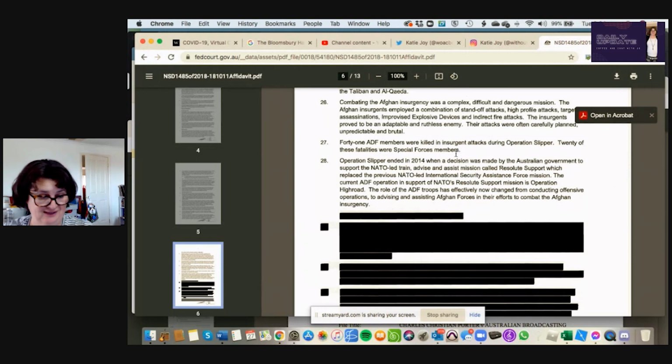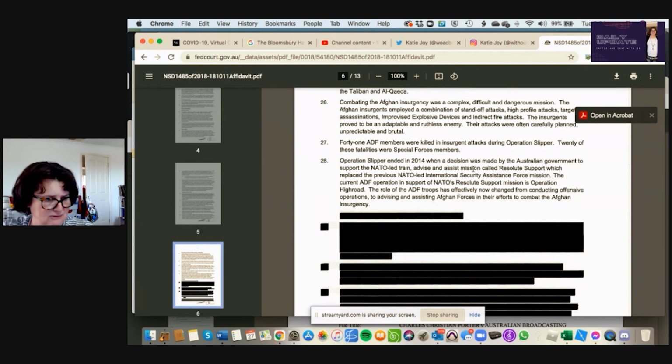That's pretty horrific, isn't it? That 41 Australians, as of this affidavit, 41 Australians had died, were killed during these operations.